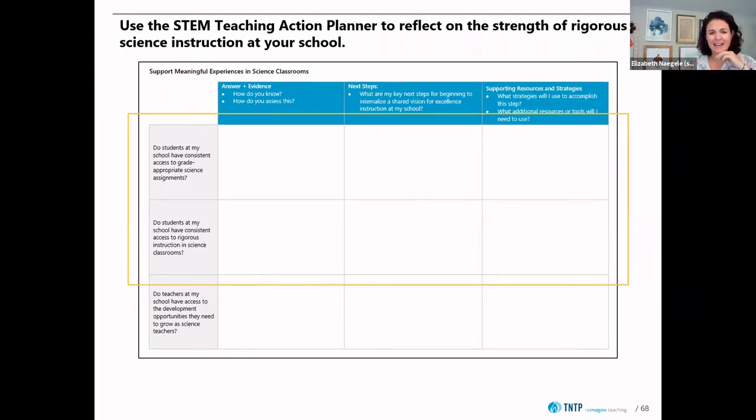Building content knowledge is so difficult for a first year, not even first year teacher, but the first year teaching a new subject, right? And it takes time. You can't get over that hill in the fall. You continue to do that all year. So thinking about long-term support for new teachers and building content knowledge is really important.